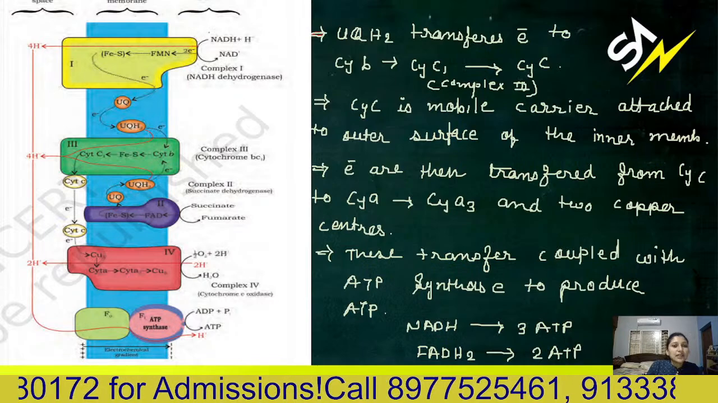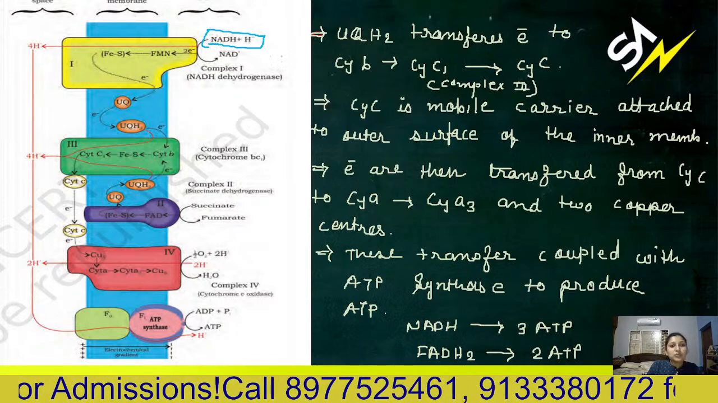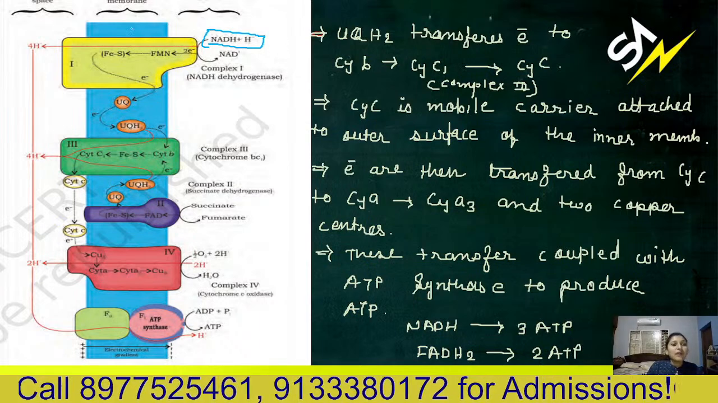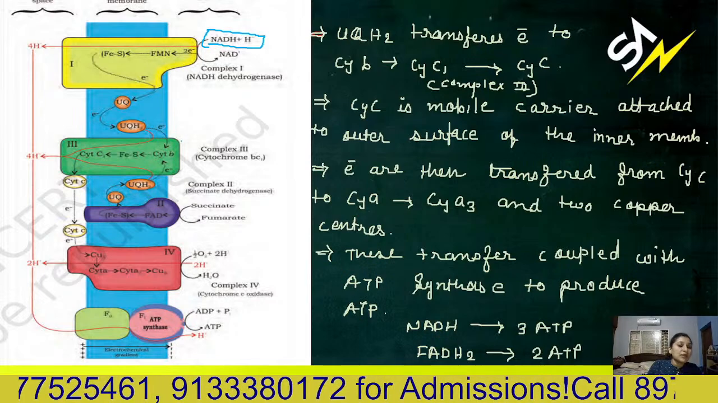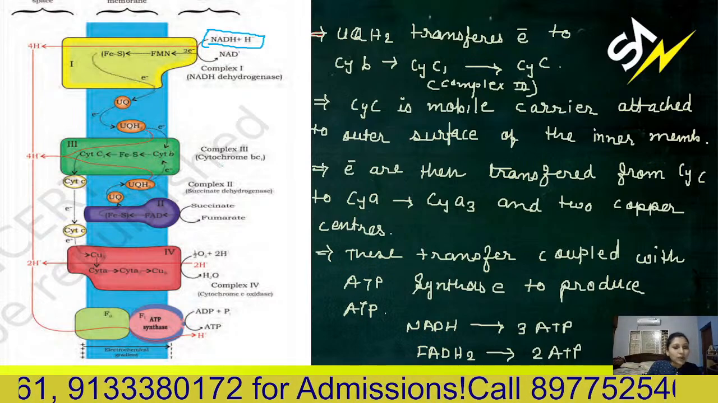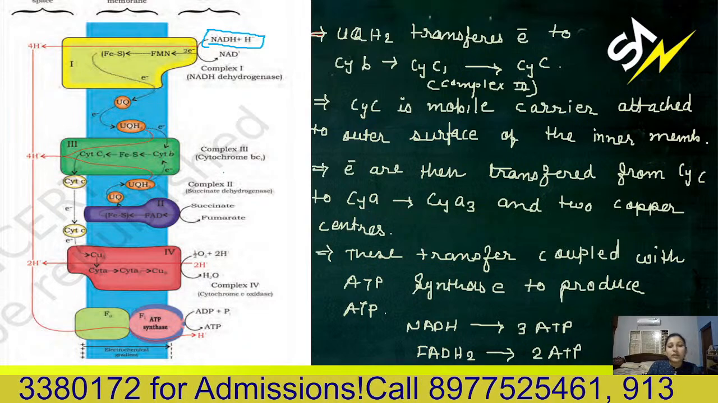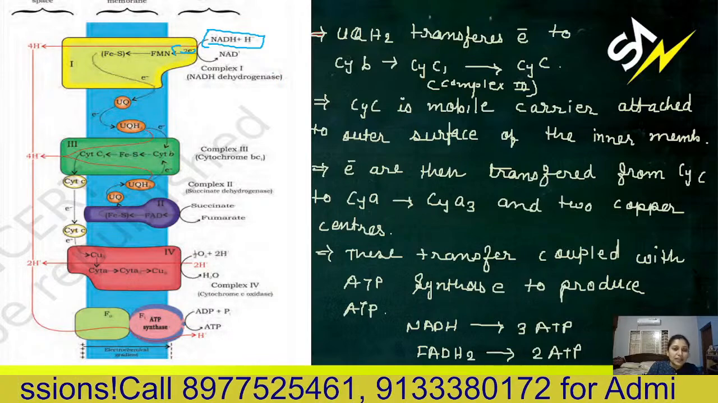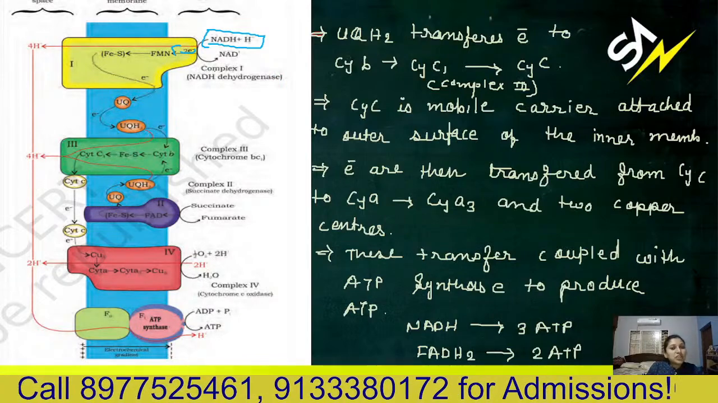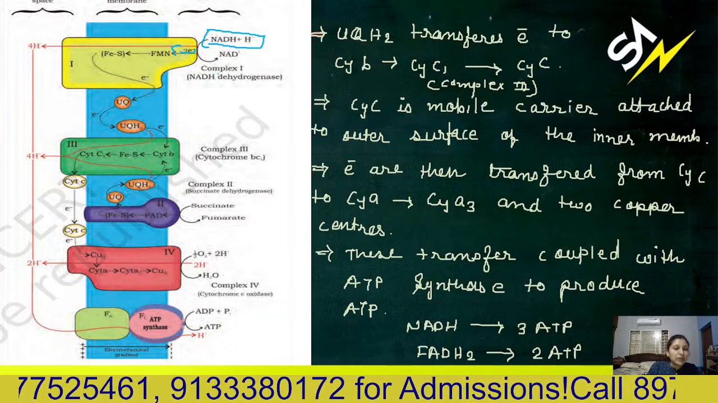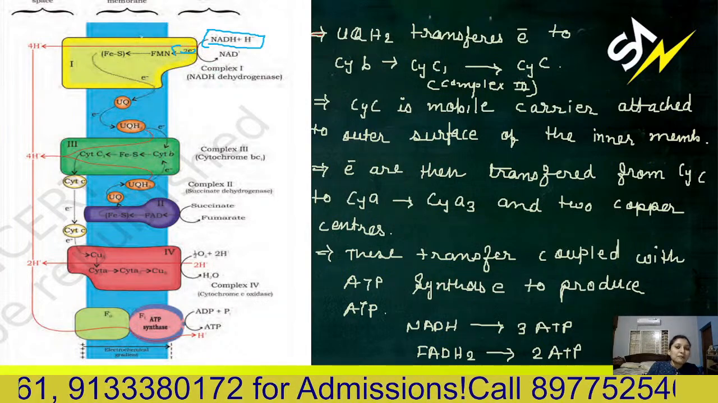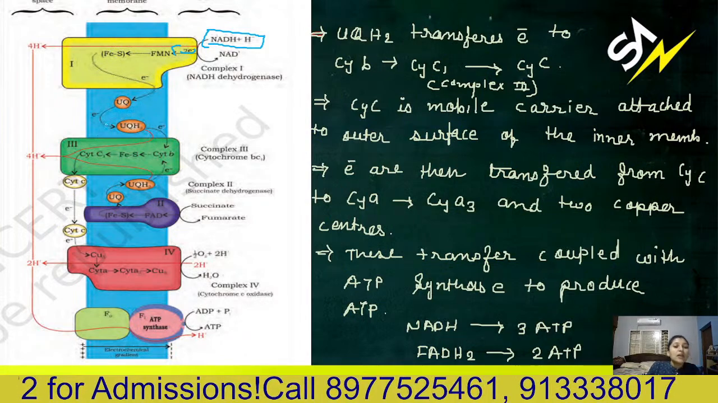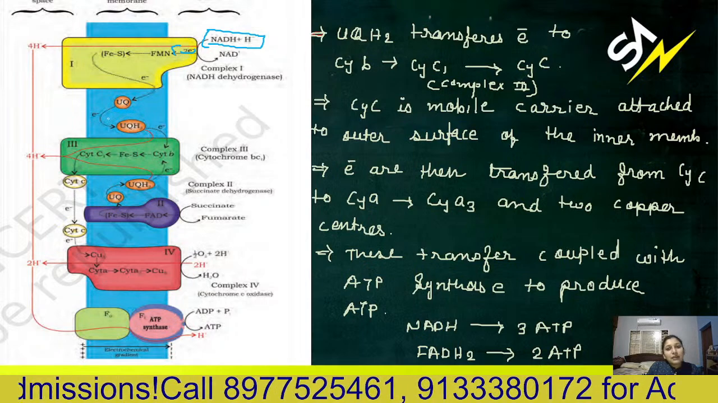So here you can see NADH plus H plus, which has been synthesized in the mitochondrial matrix. The inner mitochondrial membrane contains all these cytochromes, carriers, and enzymes responsible for ETS. Oxidation of NADH plus H plus occurs by NADH dehydrogenase, which is complex number 1. Electrons are transported from FMN to FeS, and that is complex number 1, and finally to ubiquinone. And ubiquinone will be converted to ubiquinol.